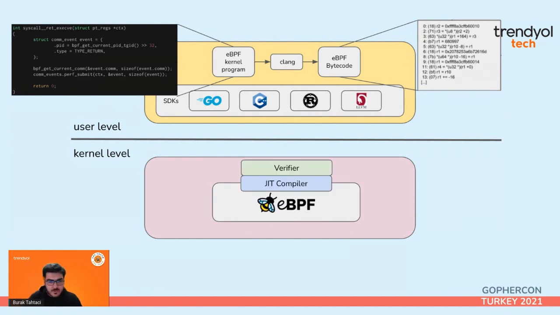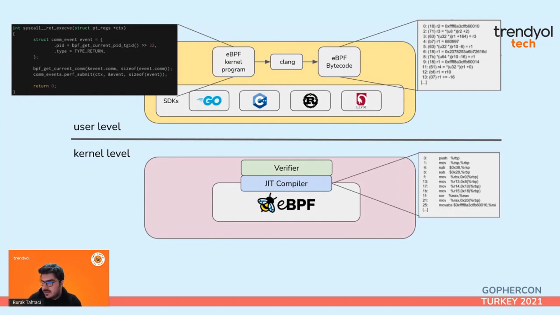Just before loading to the VM, we must ensure that our bytecode is safe to run in the kernel, because if the kernel crashes, the whole system crashes. And there is a component here called the verifier. It basically checks that our bytecode is safe to run in the kernel. During execution, the verified bytecode is translated into native CPU instructions, as we know, push, pop, or something else, and the virtual machine is actually running on the hardware.